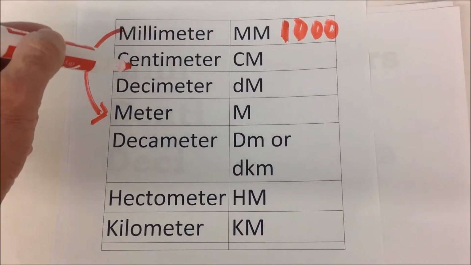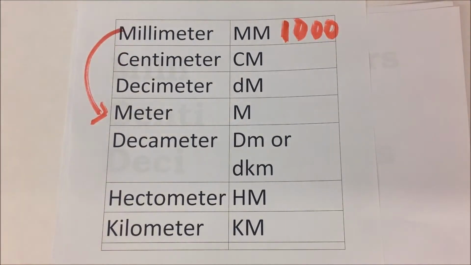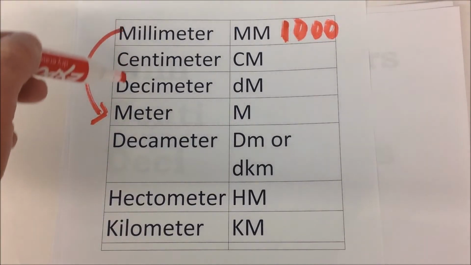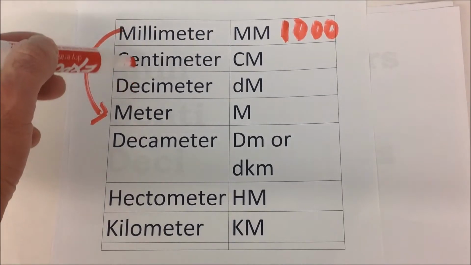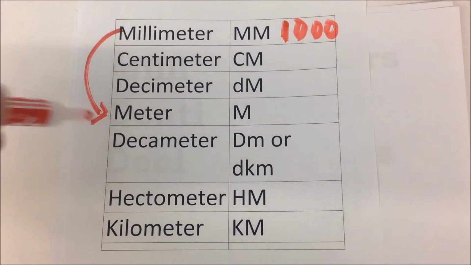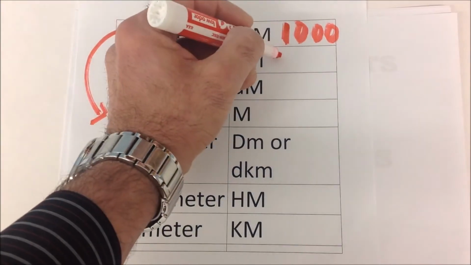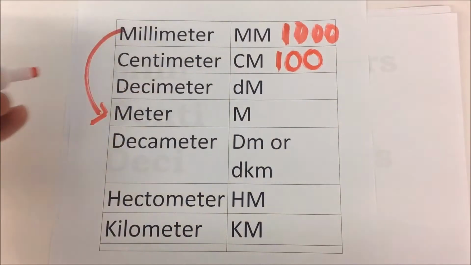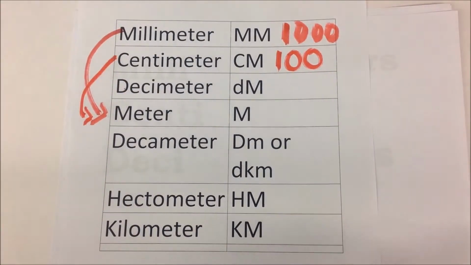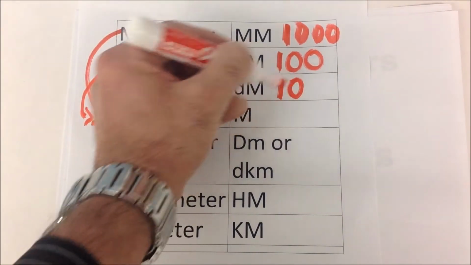What about a millimeter to a centimeter? Millimeter to a centimeter, it's only 1 away. So that would be 10. Millimeter to a decimeter is 2 away. So that would be 100. Well, let's just use centimeter to meter. Centimeter to meter is 2 away. 1, 2. So that means 10 to the 2nd power, or 100. There's 100 centimeters in a meter. How many decimeters do you think is in a meter? How far away is decimeter to meter? It's only 1 away. So that's 10, right?